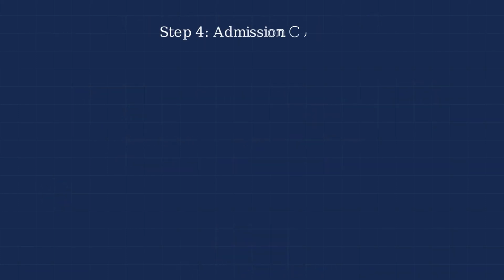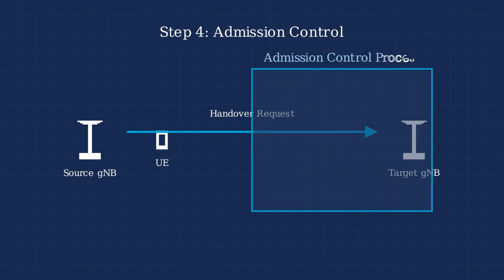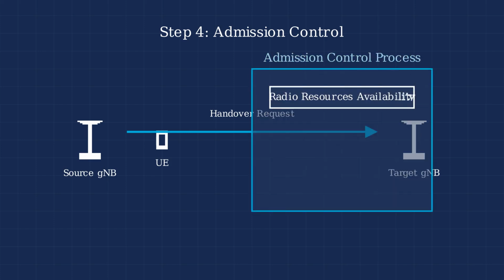Step 4 of the XN-based handover process is admission control. After receiving the handover request, the target GNB must determine if it can accommodate the incoming connection. During admission control, the target GNB evaluates whether it has sufficient resources to support the UE's connection with the required quality of service.